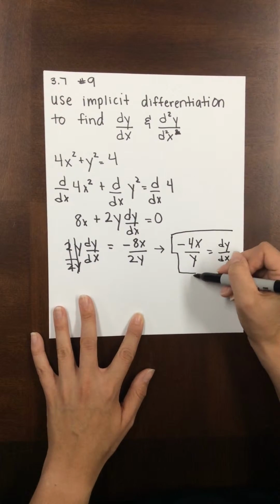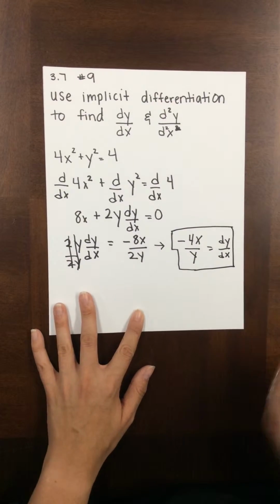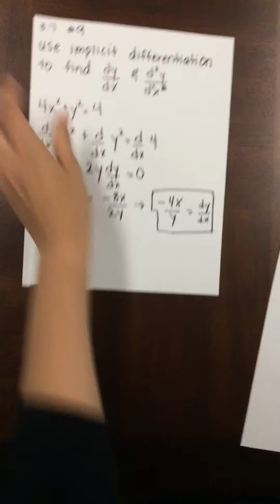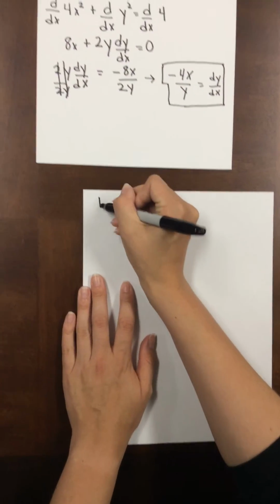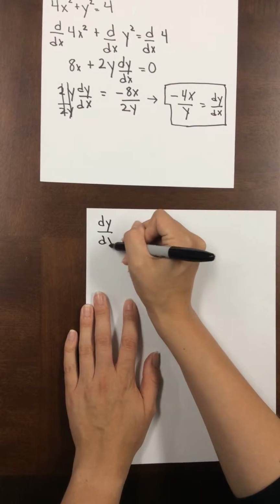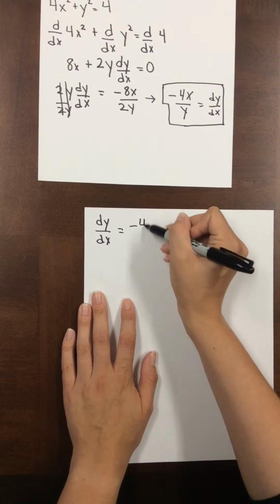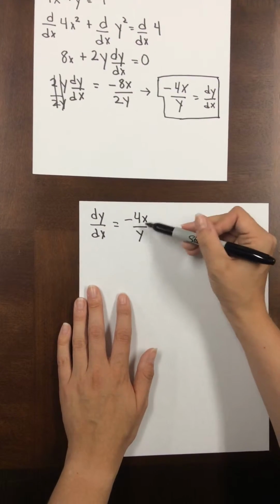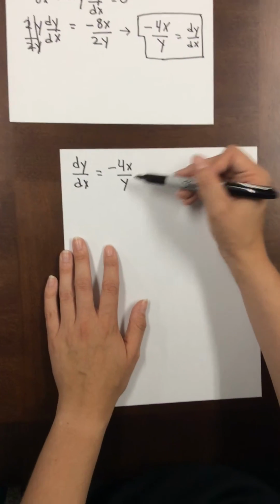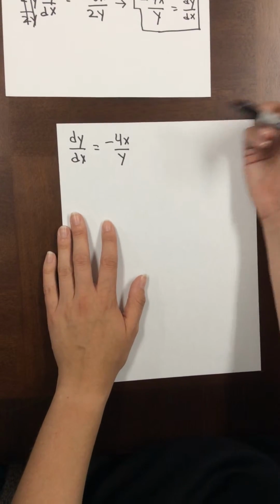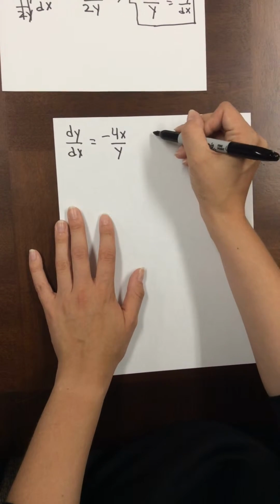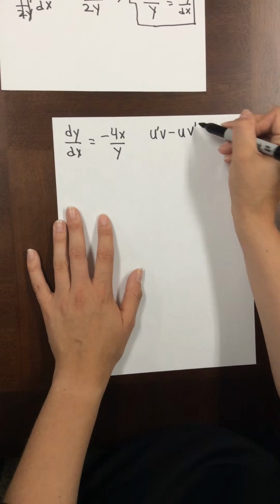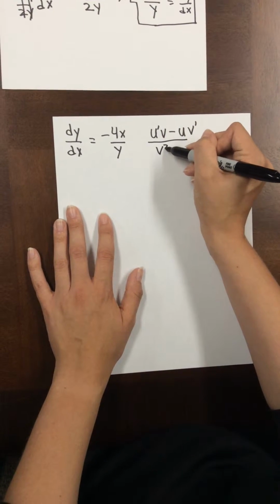Now we need to find d2y over dx squared, the second derivative. I'm going to use a new sheet and rewrite this. So dy over dx was equal to negative 4x all over y. And when we see that we have a quotient, a numerator and denominator, we're going to use the quotient rule when finding the derivative, which is u prime v minus u v prime all over v squared.